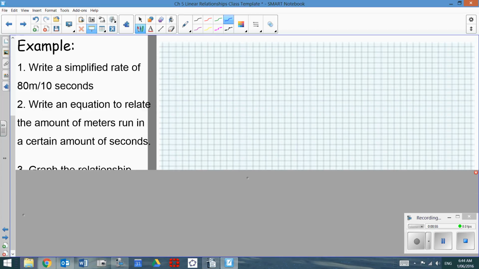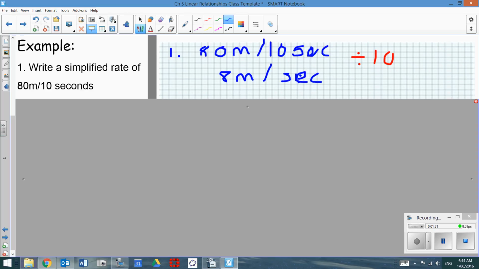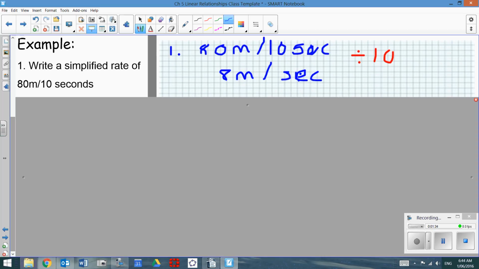Looking at our first example, if this were my paper, I would set it up so that we're walking through this together. It says to write a simplified rate of 80 meters per 10 seconds. If I have 80 meters per 10 seconds and want to simplify that, remember we're just going to reduce, so 80 and 10 can both be divided by 10. Therefore, we reduce this down to 8 meters per second. So now we have a rate of 8 meters per second.